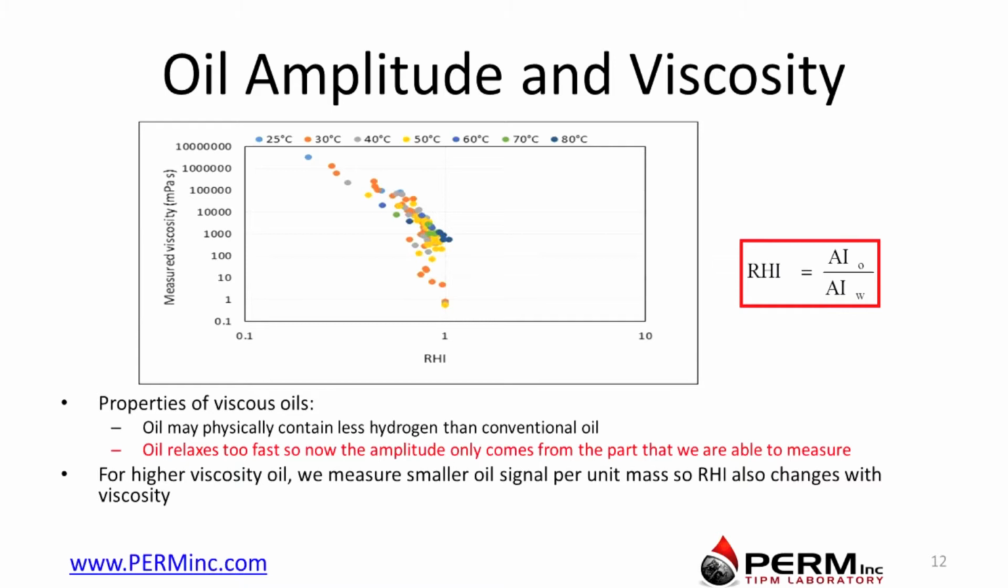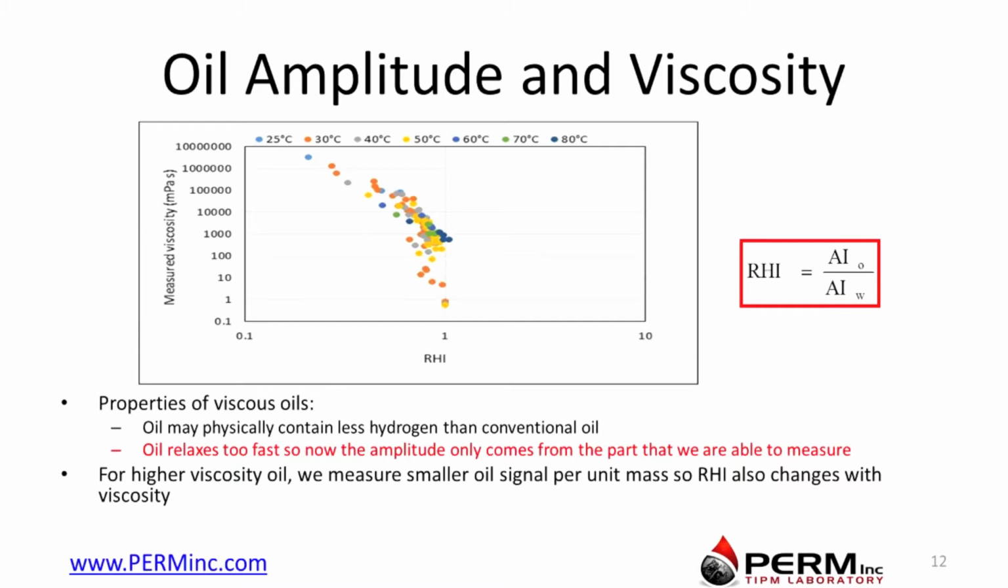As we get to higher and higher viscosity systems, remember we said now the oil was relaxing so quickly that it's too fast to be measured? Well, because of that now, we will also be seeing a smaller and smaller amplitude per unit mass of oil. And so there's this relationship between RHI and viscosity as well.